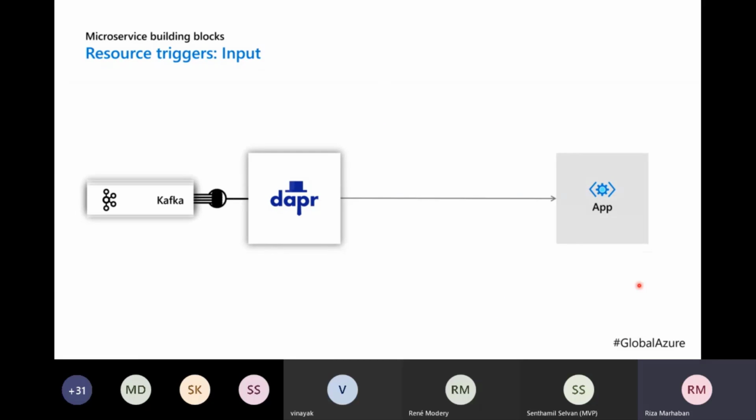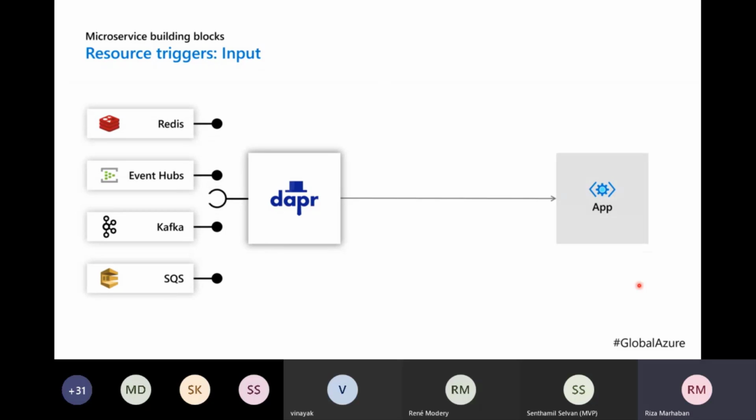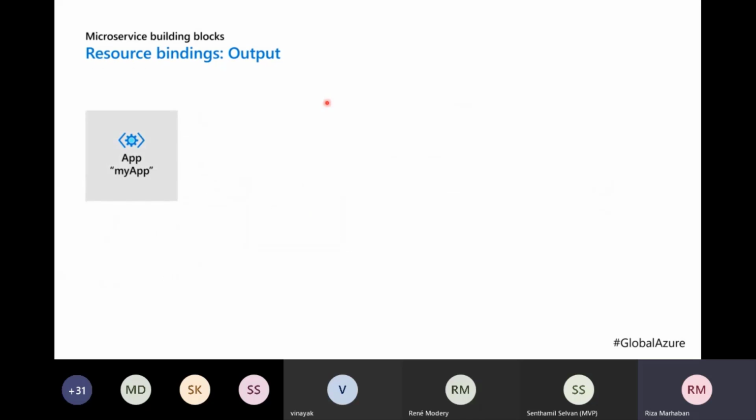Resource triggers also. For example, you have Redis, Event Hubs, Kafka or SQS, and then you want to send. Dapr talks directly to this system, and this app just talks to Dapr. Just imagine. You don't have to learn Kafka. You don't have to learn SQS. You don't have to learn Event Hubs. No, just use a normal web API or gRPC link from your app to Dapr. So it's easy to communicate.